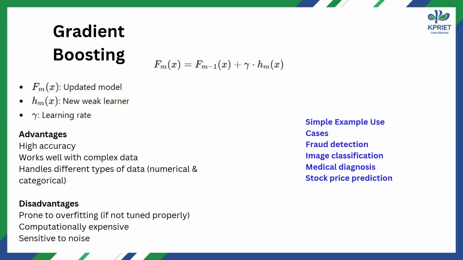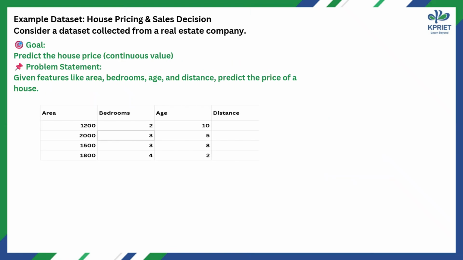Now this is the mathematical expression for gradient boosting: the updated model is obtained from the new weak learner, the learning rate, and the previous model f_{m-1}(x). The advantages are it is highly accurate, it works well with complex data, and it handles different types of data, numerical and categorical. For example, it is used in fraud detection, image classification, medical diagnosis, and stock price prediction. The disadvantages are it is prone to overfitting, computationally expensive, and sensitive to noise.